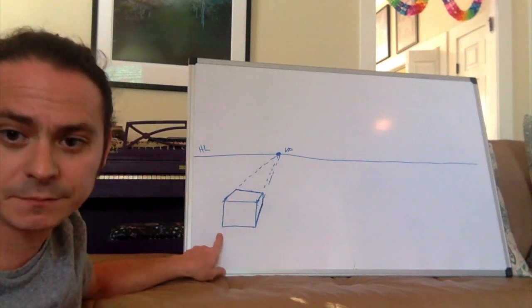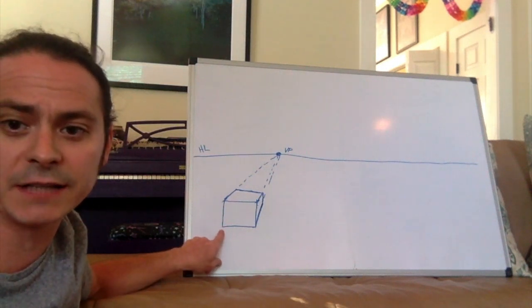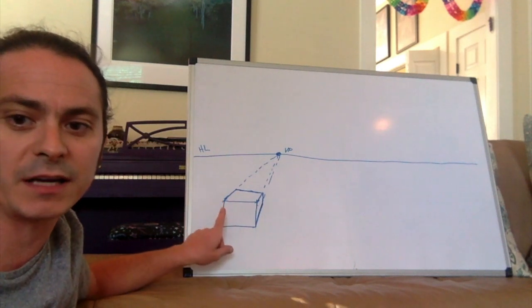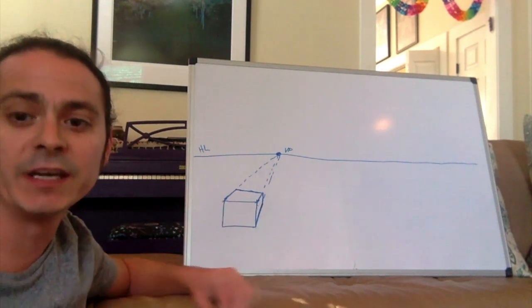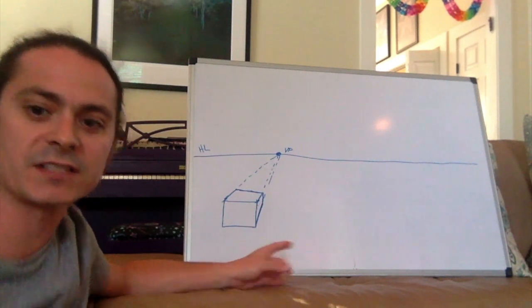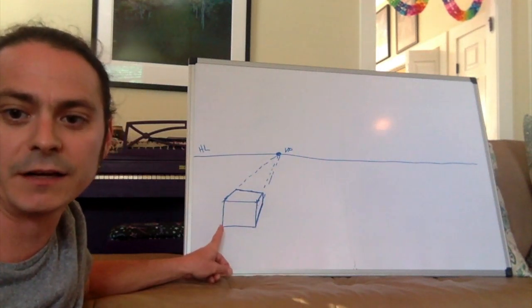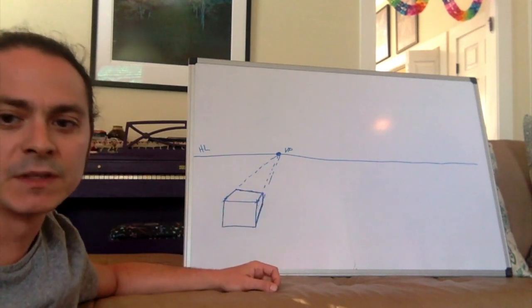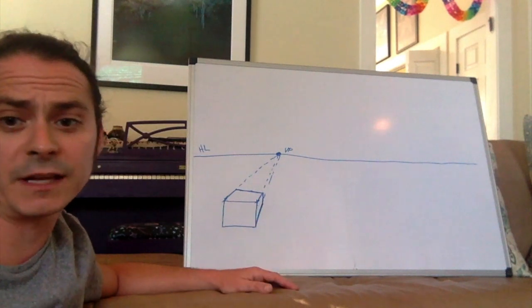And the reason that we did not draw a line from this corner is because we're assuming that our box is one solid shape and that we can't see through the box. So if we can't see through the box, there's no reason to draw a line from that corner all the way to the vanishing point. Okay? So now there's only one more thing left to do.